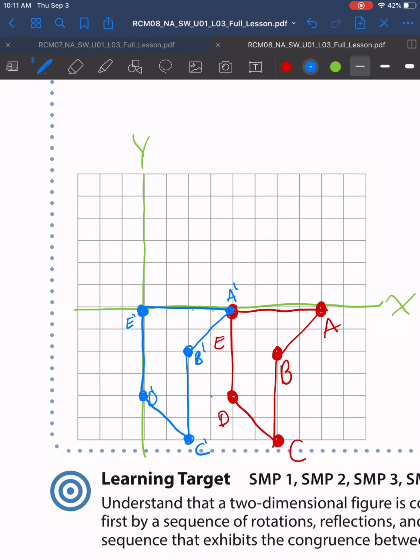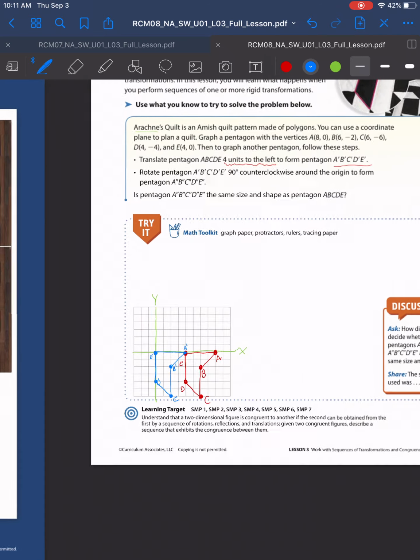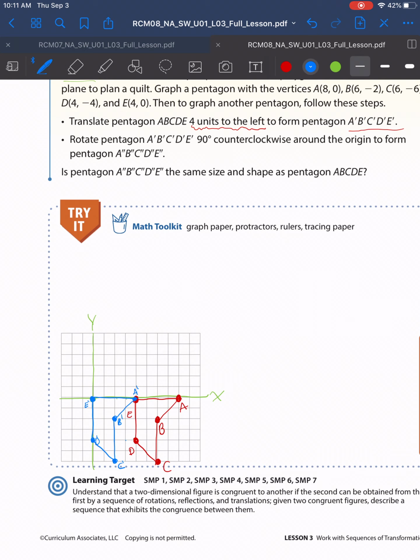Okay, so now we've got A, B, C, D, E prime. Now what's the direction say? Rotate the pentagon 90 degrees counterclockwise around the origin to form pentagon ABCDE double prime. Okay, so counterclockwise means we're going to go this way. Let me erase my line. And we're going to do it 90 degrees around the origin.